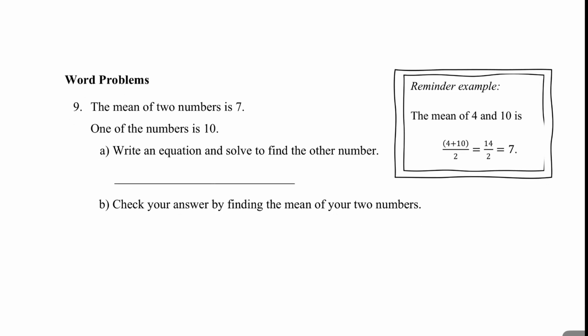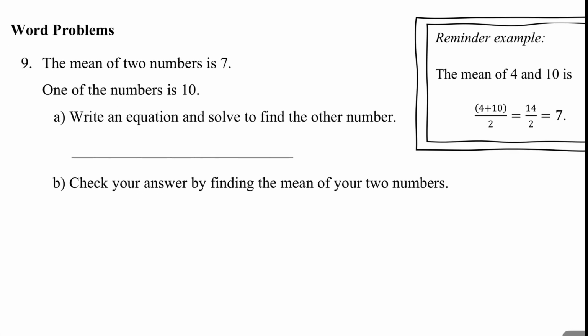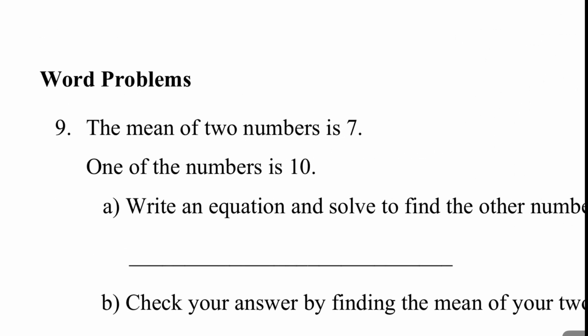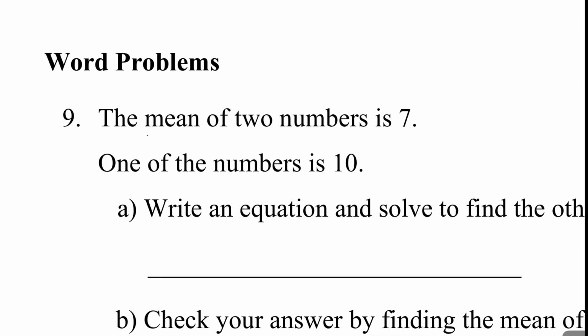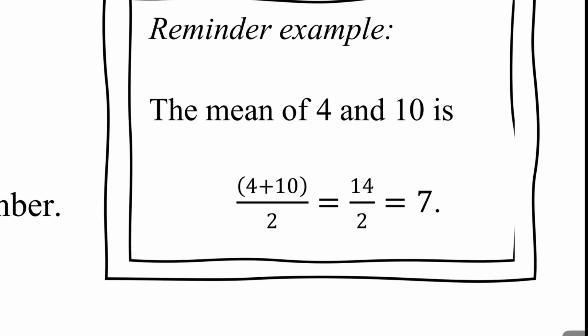We have a few word problems. Okay, let's read the question. The mean of two numbers is 7. One of the numbers is 10. Write an equation and solve to find the other number, and check your answer by finding the mean of your two numbers. Before proceeding to this question, we need to understand the meaning of this term mean. For your better understanding, I have provided an example here. So look at the example.